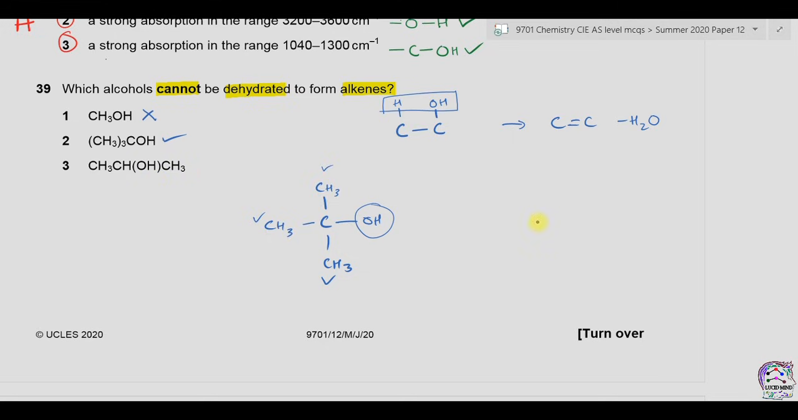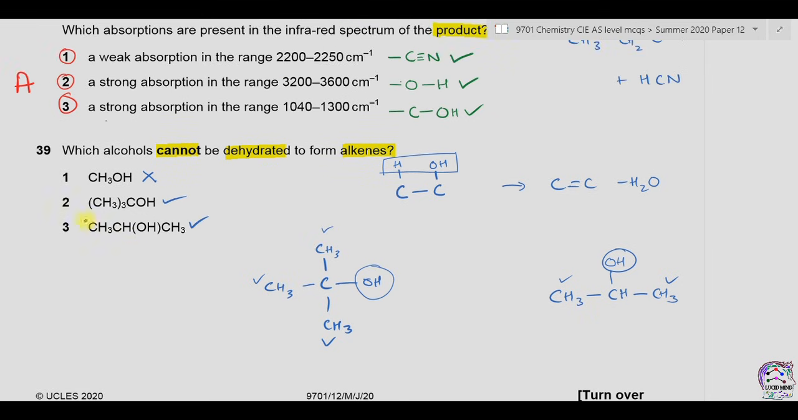3 is the secondary alcohol. It is CH3, CH, CH3, and OH group is present with the second carbon atom. Now OH group will be removed from this carbon and hydrogen can be removed from this CH3 or from this CH3. So therefore there is the possibility of making a double bond or alkene. So we can say that both 2 and 3 can form alkenes. But the question says which alcohols cannot be dehydrated. So therefore the only option that is correct will be 1 and the answer is D.